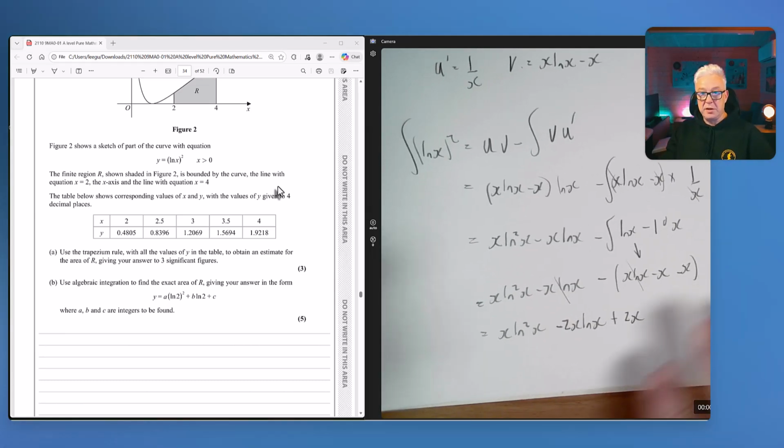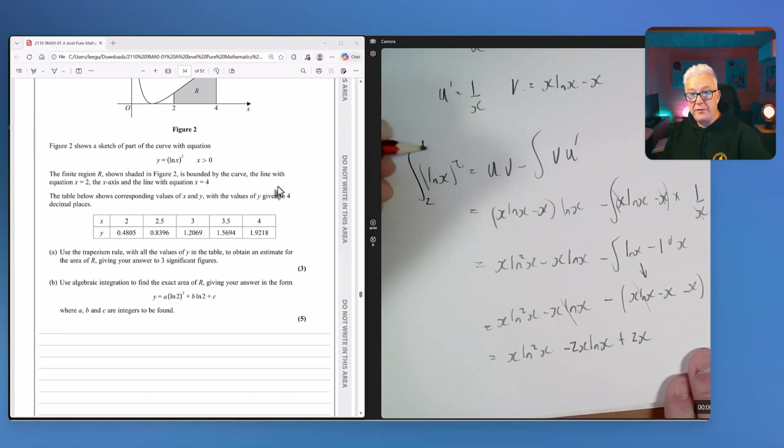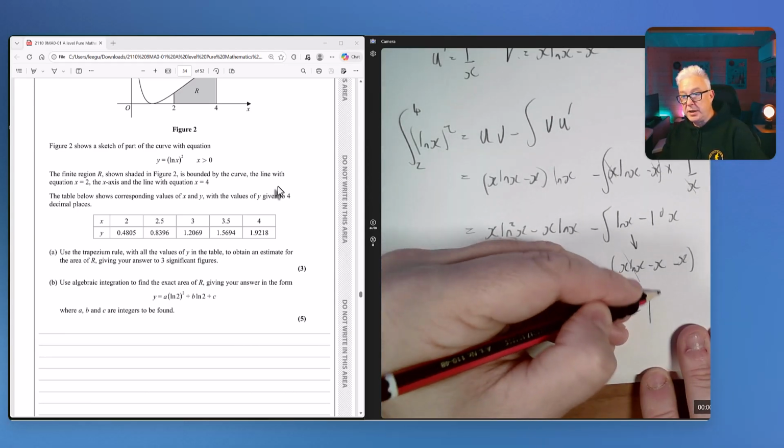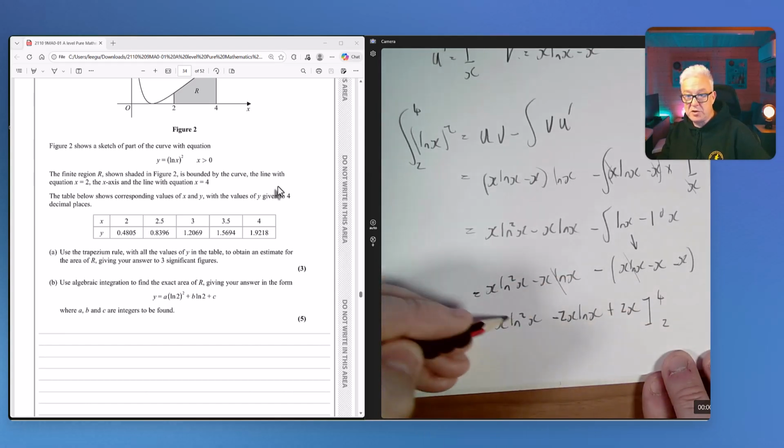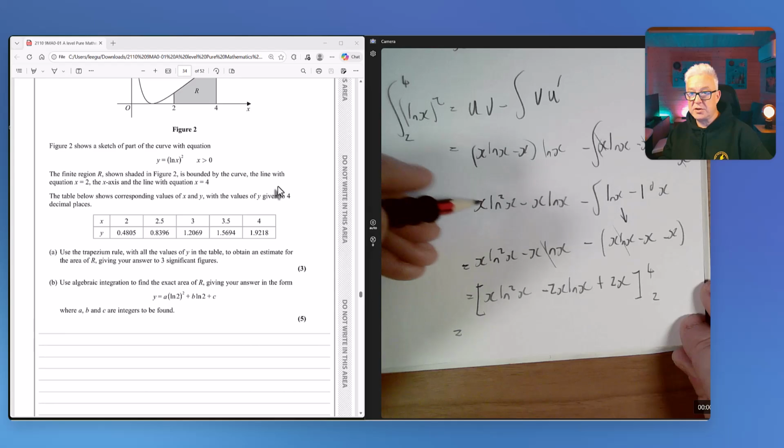So far so good. Now we're finding this in between the limits of 2 and 4. Okay, so that's why we don't need a c. So let's put in our limits of 2 and 4. So we're finding this whole thing in between the limits of 2 and 4.